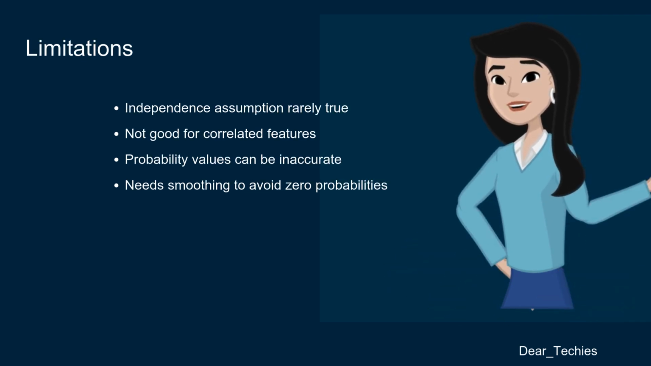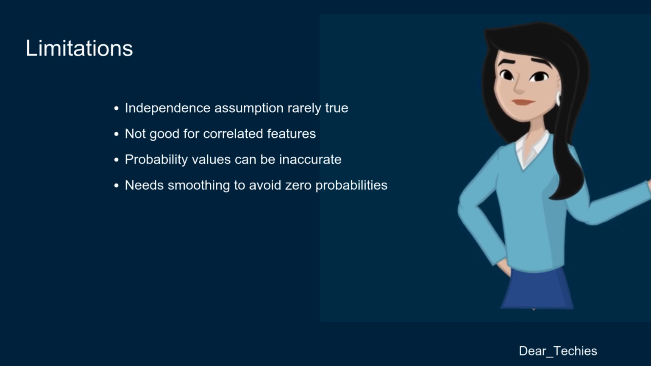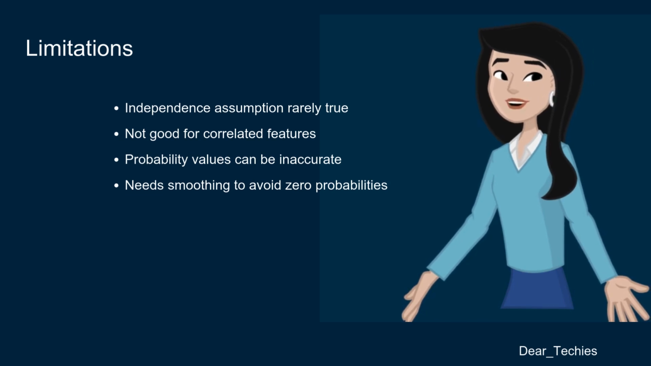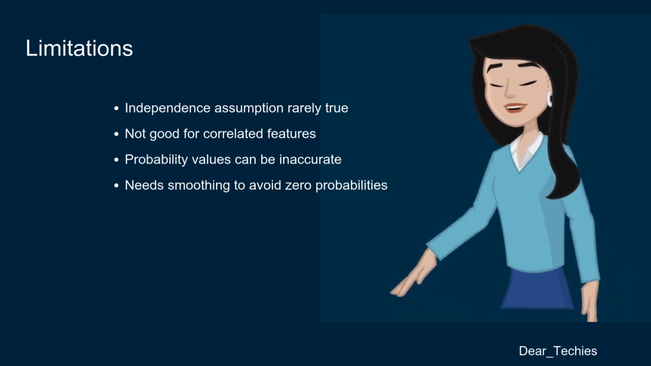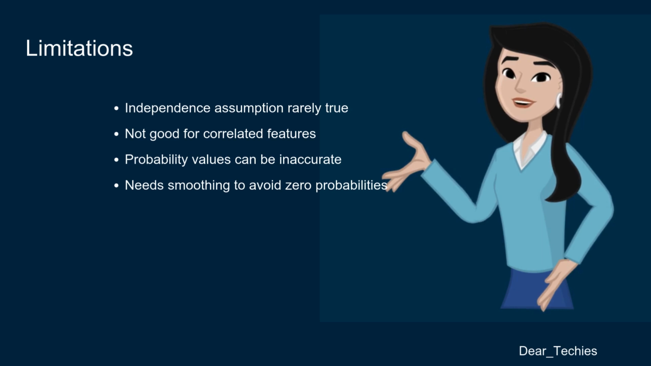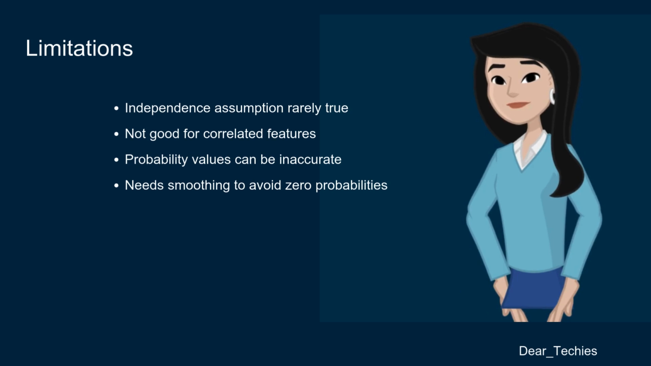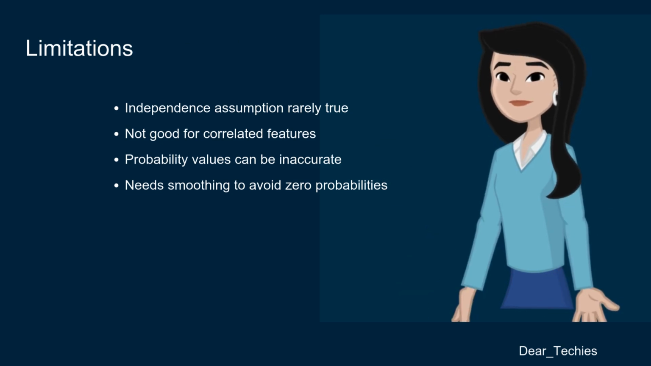The independence assumption is often unrealistic, and when features depend on each other strongly, the model may perform poorly. Also, when certain values never occur in the training data, probabilities can drop to 0. So smoothing techniques like Laplace smoothing are used.